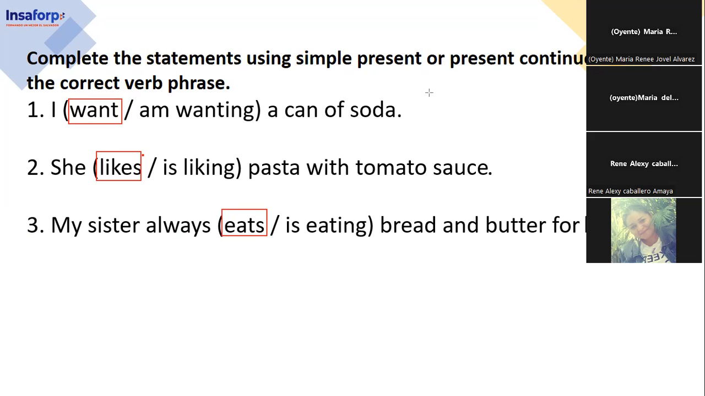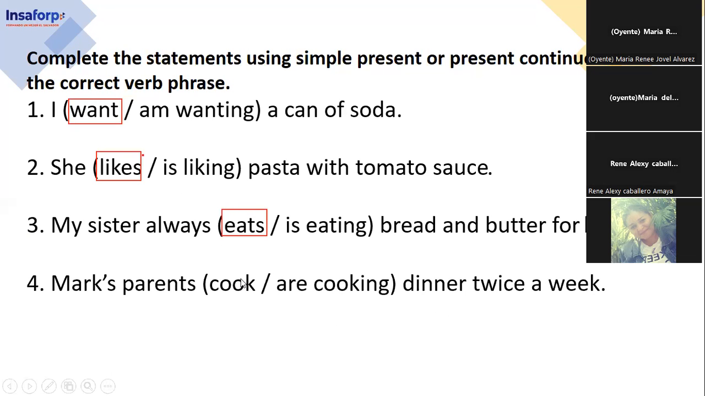Alexi, please. I need your help in this sentence. Look. Mark's parents cook dinner twice a week. Means dos veces por semana, right? Twice a week. So cook, Alexi, or are cooking? What do you think?